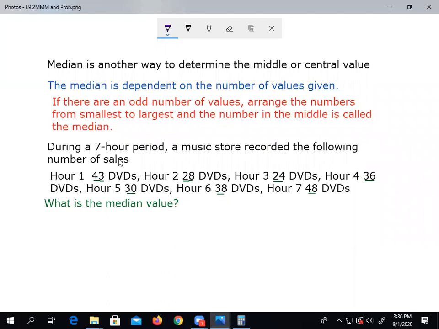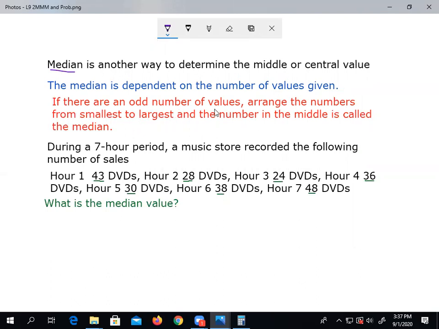So another central tendency is what we refer to as the median. So the median is just another way to find what we refer to as a middle or central value. And the median is a little bit different than the mean in how we determine what the median actually is. One thing is the median is dependent upon the number of values given. So it's very important to know how many values are given.